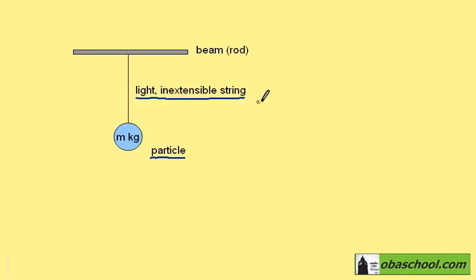Inextensible means that no matter how much weight is hung on the string, it will not stretch. A beam, or a rod, is usually assumed to be a straight line. It will not bend even with a large weight hung in the middle, as we see here. It will always remain in a straight line, which makes it easier to work with the forces.